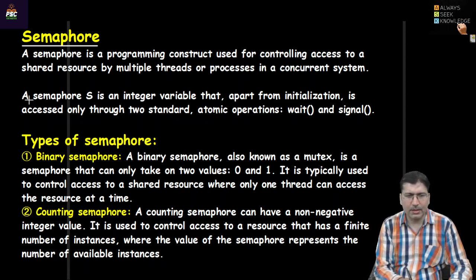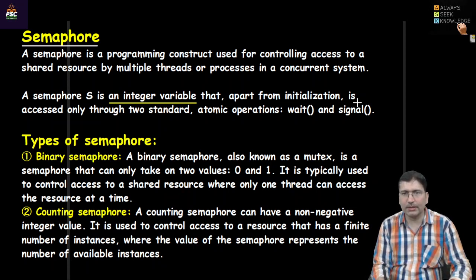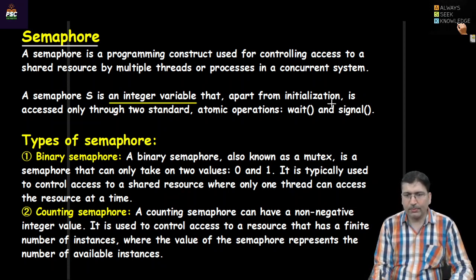You do understand, right? A semaphore S is an integer variable. So in general, we consider semaphore as a kind of integer variable. It can contain integer values. So just remember, the semaphore is an integer variable. Apart from the initialization, because for initialization we use a function like sem_init, we perform two operations. One is wait and another is signal operation.